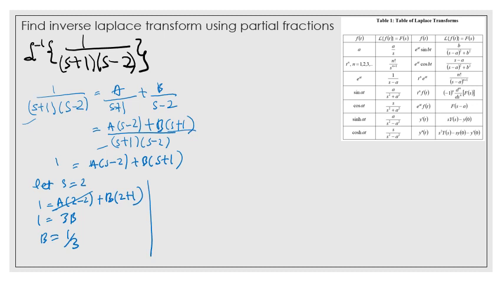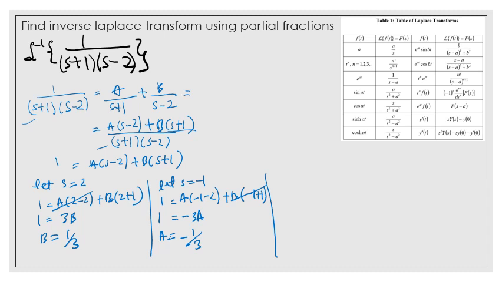Okay, so next we have let s equal to negative 1. Then we have 1 equal to A(negative 1 minus 2) plus B(negative 1 plus 1). Okay, then we get 0, negative 3A. Okay, negative 3A equal to 1. So our A will be negative 1 over 3. So after we get the A and B, we just substitute into the formula.